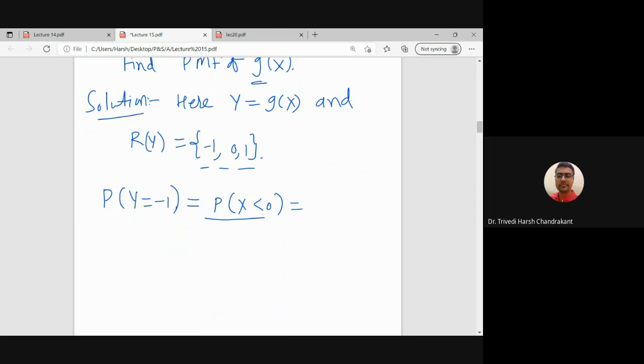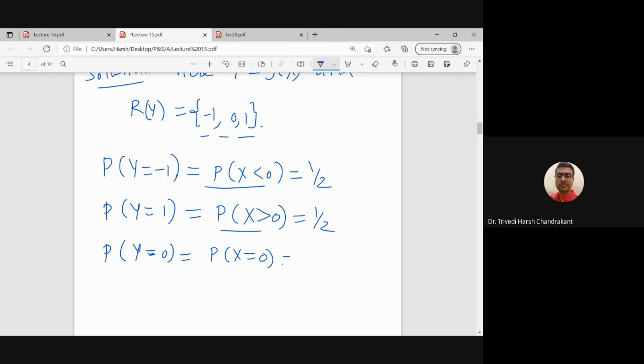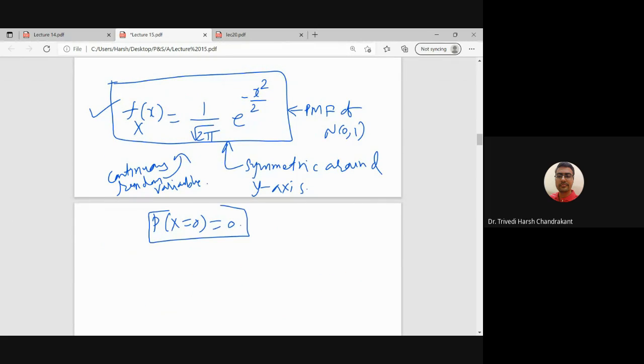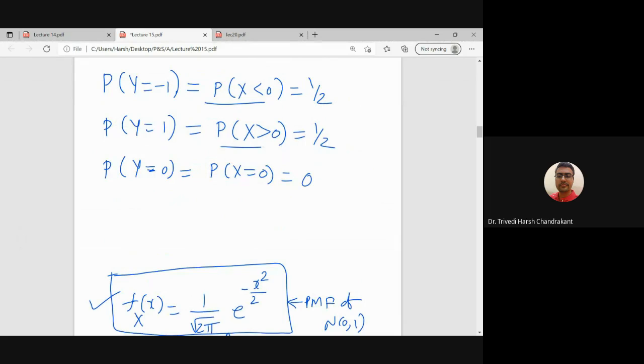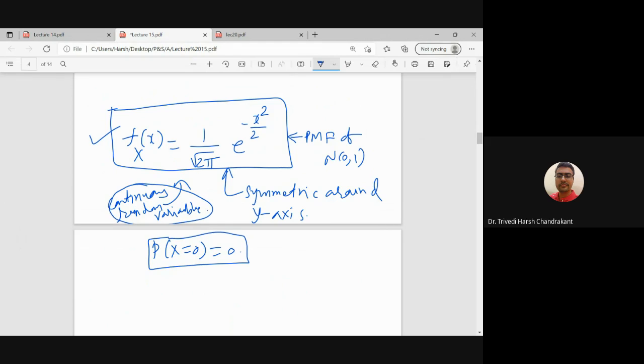So this is half, and similarly the probability of Y equals 1, which is the probability of X greater than 0, is again half, because of the symmetry of the density of this random variable. And as we mentioned earlier, the probability of Y equals 0 is the probability of X equals 0, and that is essentially 0. The reason is that this is a continuous random variable, so the probability at a single point is 0.